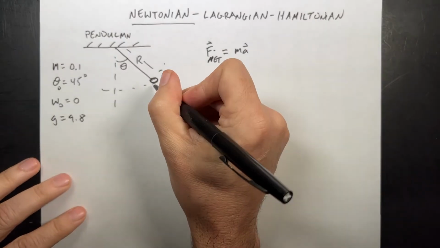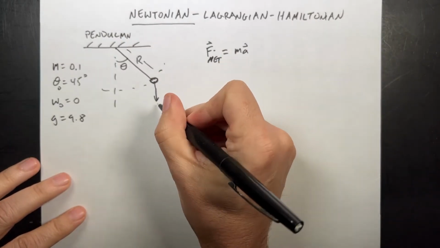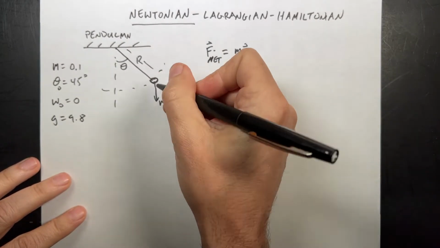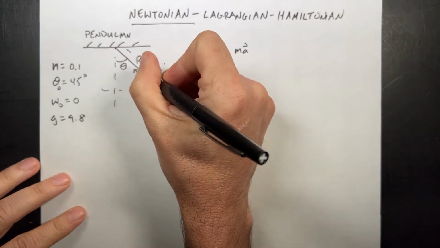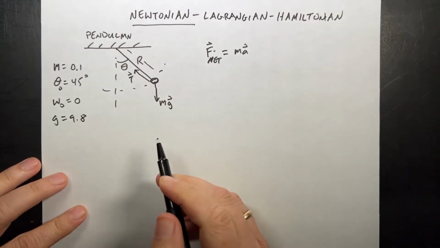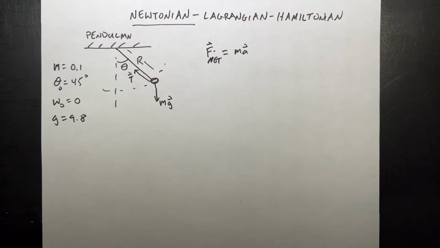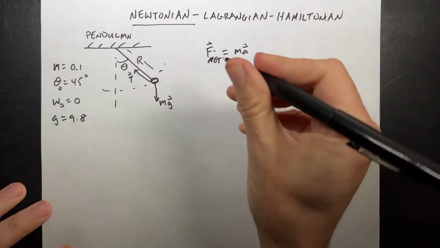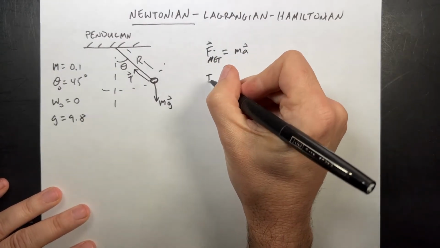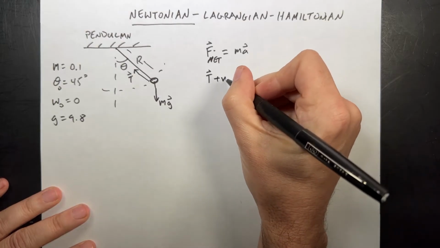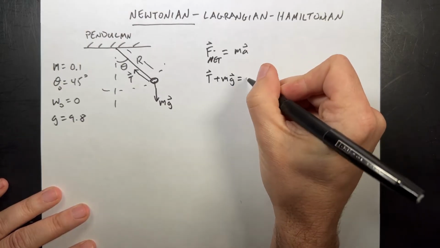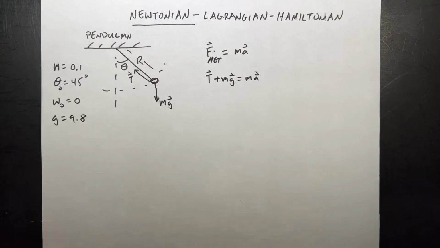So in this case, I have 2 forces. I have the gravitational force mg. I have the tension pulling in the direction of the string, T. And those are the only 2 forces I have on this pendulum. And so I could say, oh, that's pretty easy, right? T plus mg, they're vectors, so I'm adding them, is ma. And then can I just solve for a?